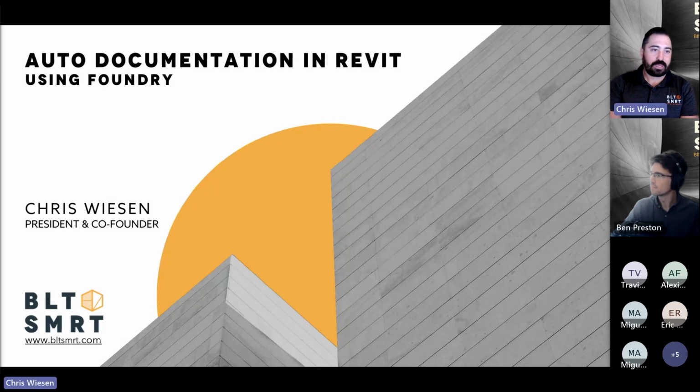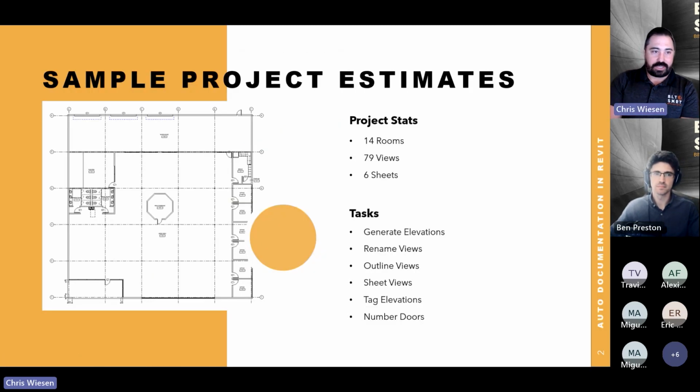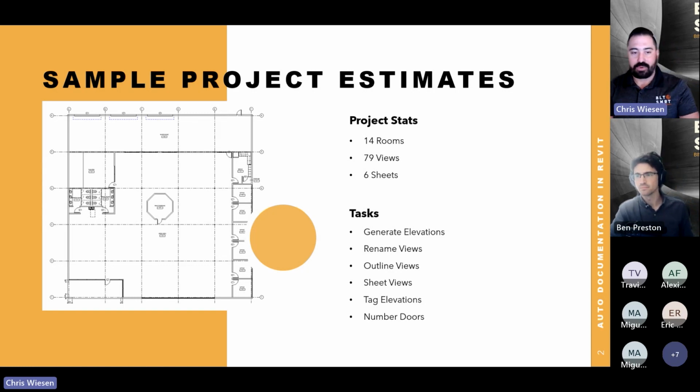Cool. So in the meantime, we have this exercise that we like to do at the beginning of these demos, and it's really to set expectations. I'm going to go to the next slide. We have this sample project that we'll be working in for the entirety of the demo, and we've set aside the tasks that we'll be running through. These are some of the project stats for this particular demo model. We have 14 rooms, 79 views, and 6 sheets.